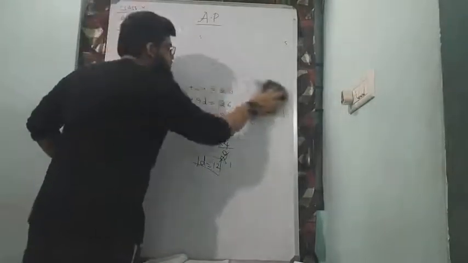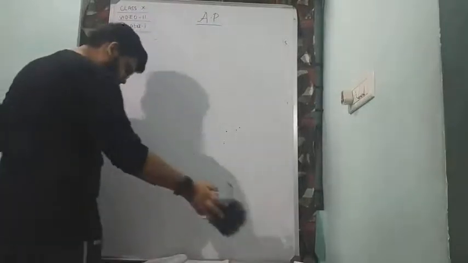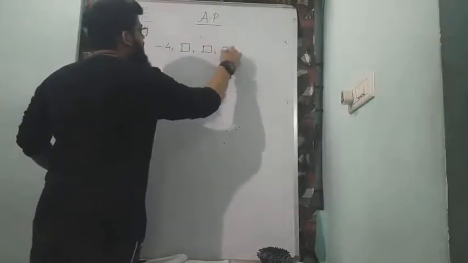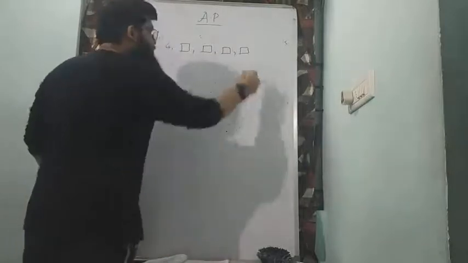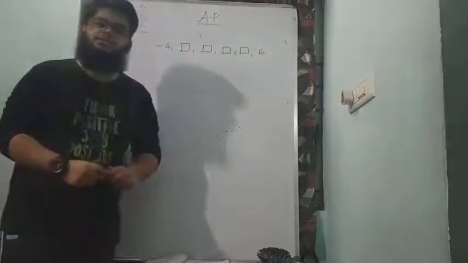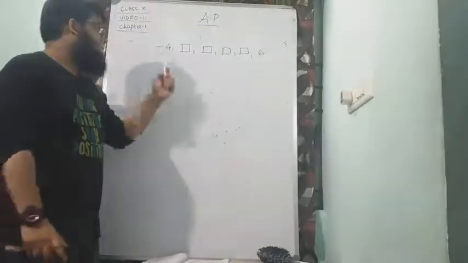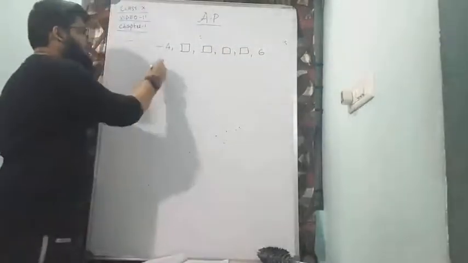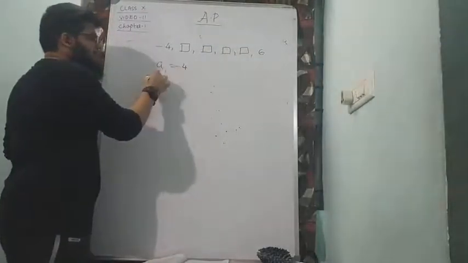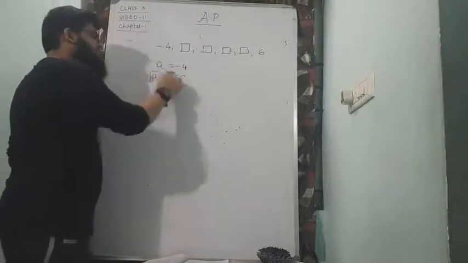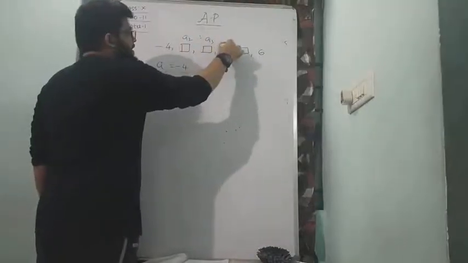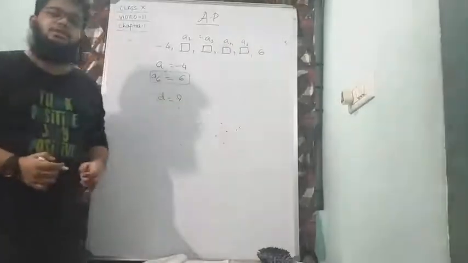Let me give you one question as homework before I end today's class. The question is something like this: minus 4, and there will be 4 boxes after that, and the last term will be 6. Follow the procedure set in the last problem to do the solution for this question. Take the terms as A1, A2, A3, A4, A5 and A6. So I have got A1 which is minus 4, or A is minus 4, and A6 is 6. By using this, find out what is the value of D. Then find out A2, A3, A4 and A5 by converting them into their general forms.